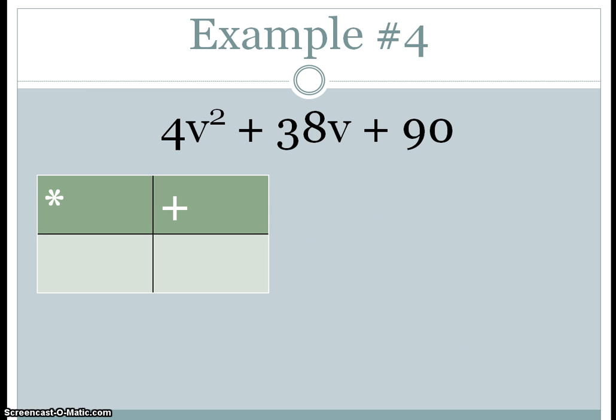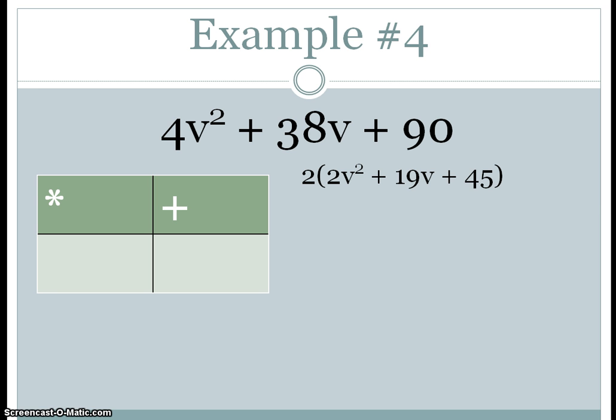Our last example here is actually going to have a common factor that can be pulled out to begin with, and whenever you're doing these problems you should always be checking for that first. So the 4v squared plus 38v plus 90, we actually have a greatest common factor of 2. So the first step is to pull out the greatest common factor of 2. We'll pull out the number 2 and be left with 2v squared plus 19v plus 45. Now when we create our chart, we're not going to be using the original one. We're going to be using what's inside the parentheses here.